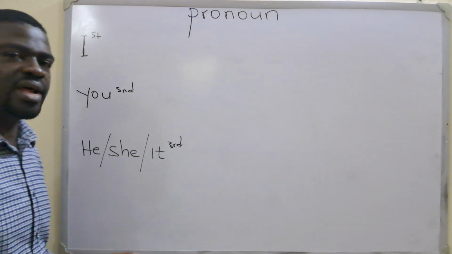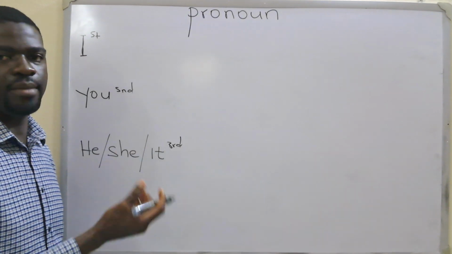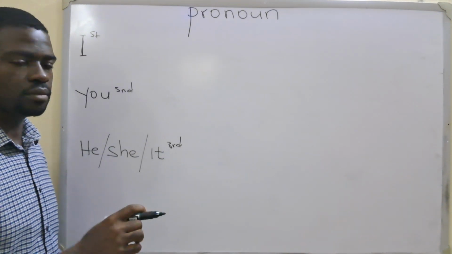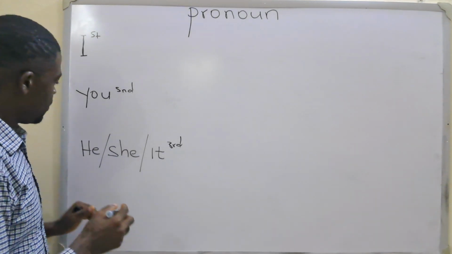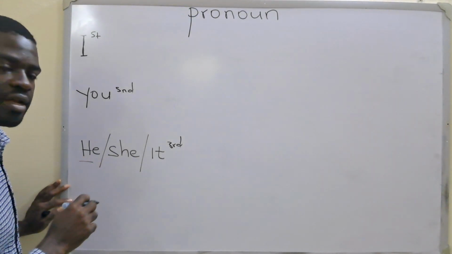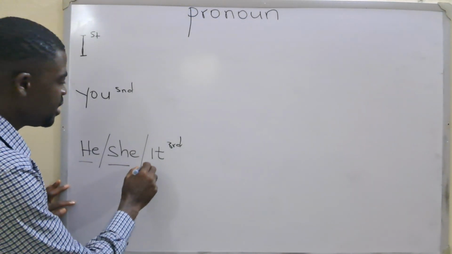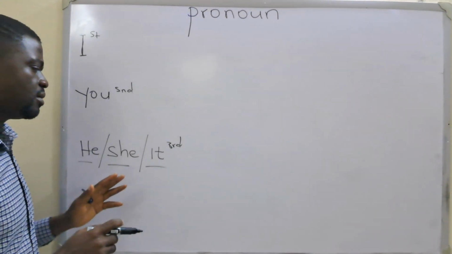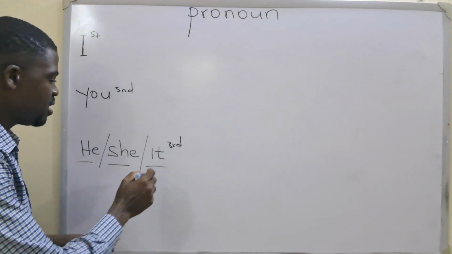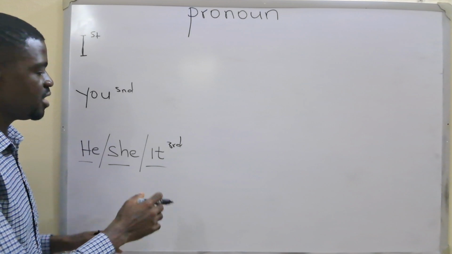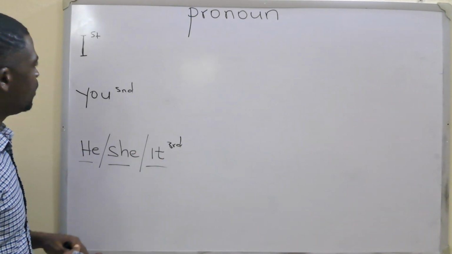Remember, pronouns in English can indicate masculine or feminine, and also neutral or neuter. He is the masculine, she is the feminine, then it is referred to non-humans, and it can be neutral, or it doesn't indicate gender. It doesn't indicate gender.